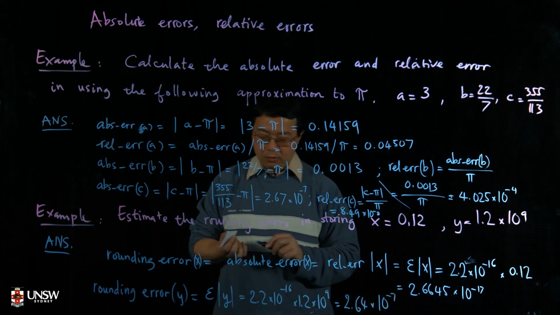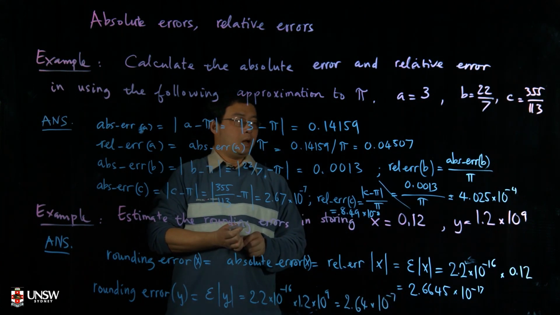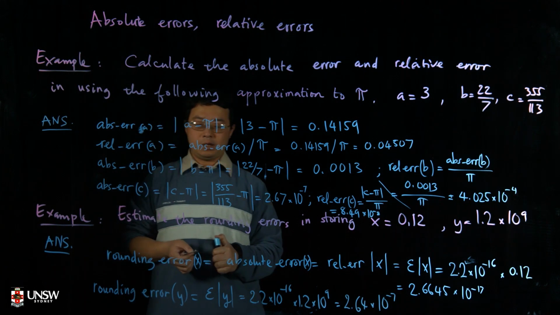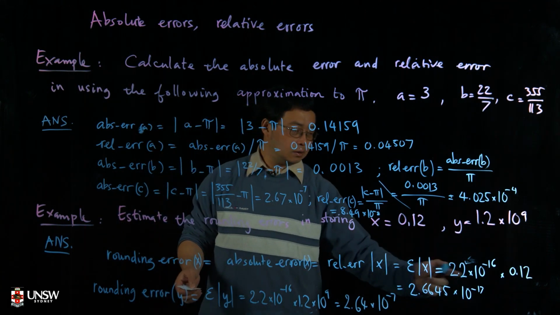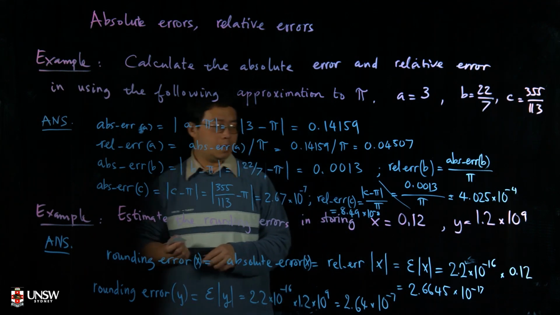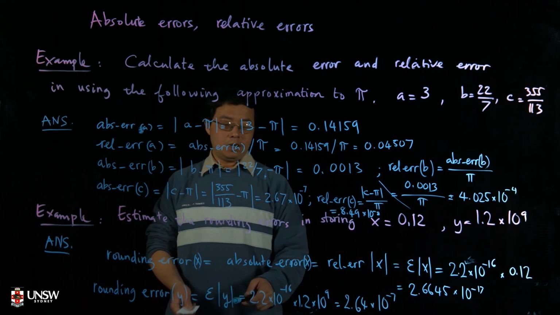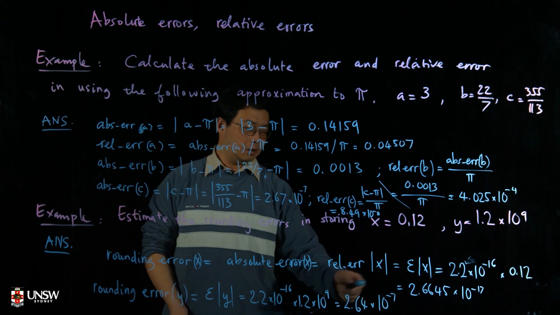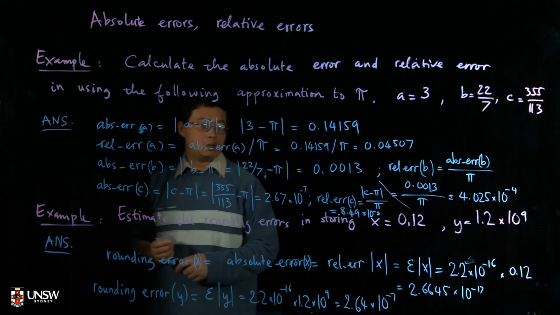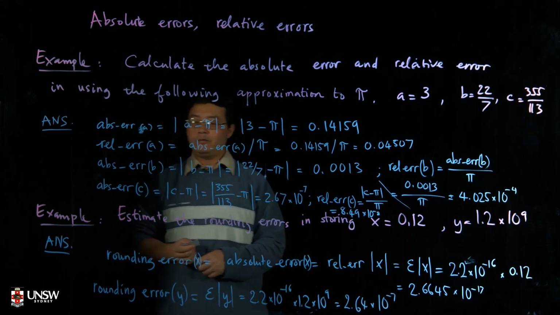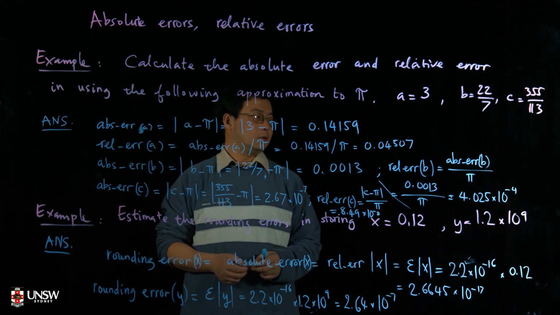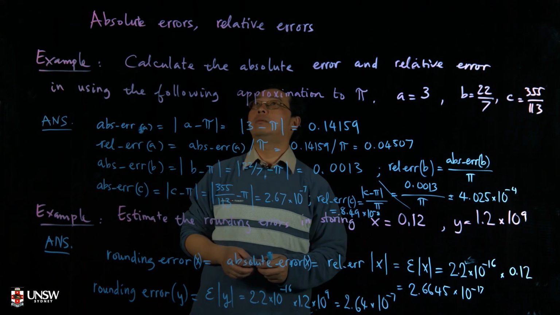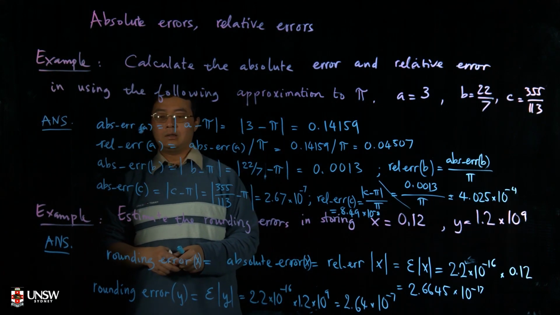So you see, when you store a very big number in the floating point number system, the rounding error is bigger. For a small number, the rounding error is around the machine epsilon. But when you store a billion, the rounding error is like 10 to the minus 7. So be very careful when you store big numbers in MATLAB. So that is everything about absolute errors, relative errors, and rounding errors.